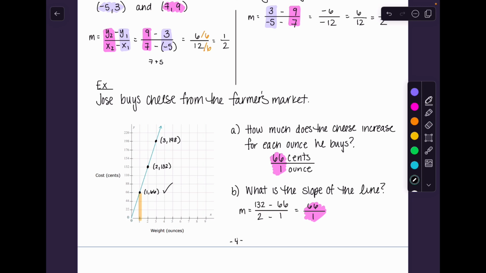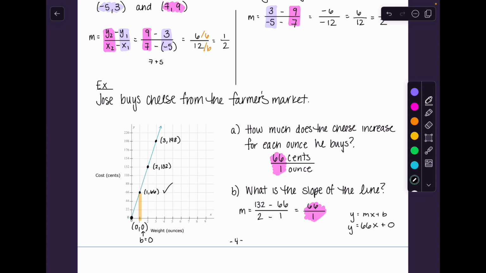And then to also foreshadow, if you look at this graph, it also goes through 0, 0. You buy no ounces of cheese, it costs you no money. So in this case, your value of b for your y-intercept is 0. So the equation for this, we could set up y equals mx plus b. Our y and x are variables. The slope is 66. And then our value of b is 0 because no cheese costs no money. So that would give us the equation of the line.